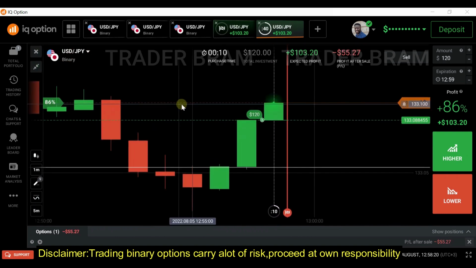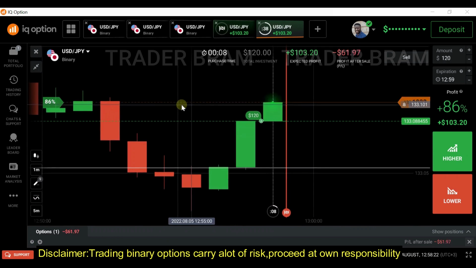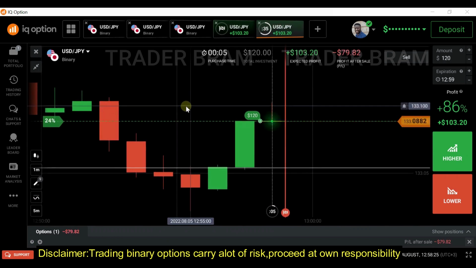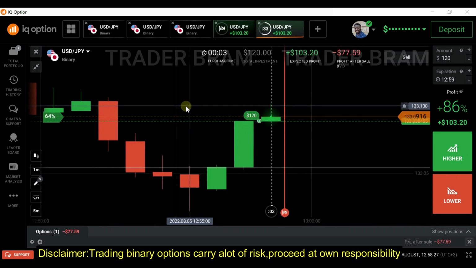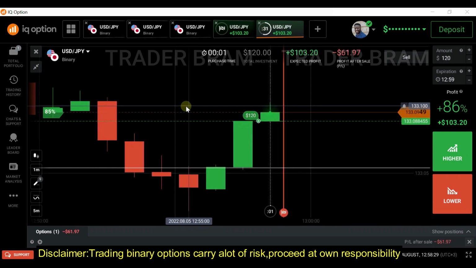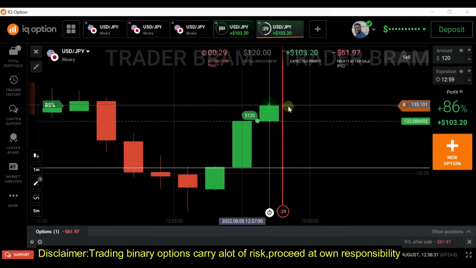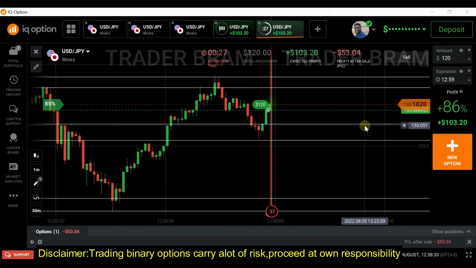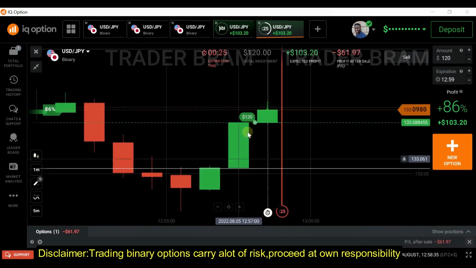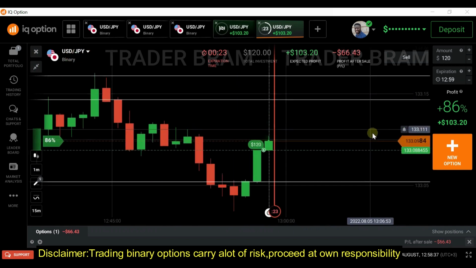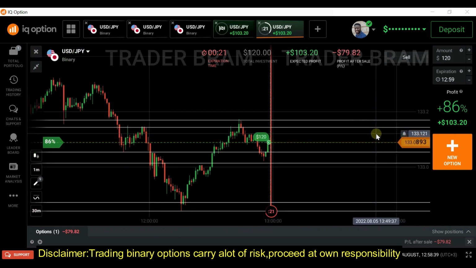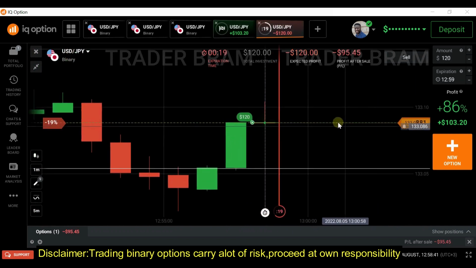We have a whole number here. It is 133.000, 133.100. This is why you can see the rejection. But this is a strong bullish candle. So let's wait and see what happens.